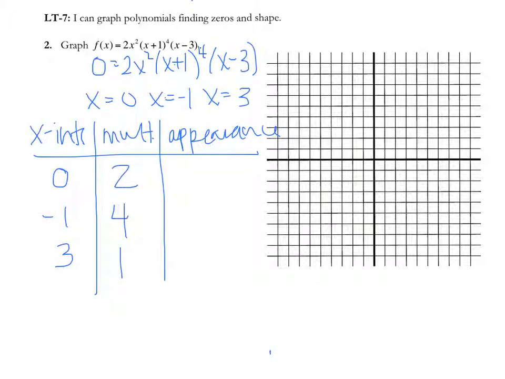So we're next going to think about what the graph looks like at each of these x-intercepts. So remember, with any even multiplicity, near that particular x-intercept our graph will touch the x-axis and turn back around. So for both of these first two, since we have even multiplicities, that's what our graph is going to look like near those x-intercepts.